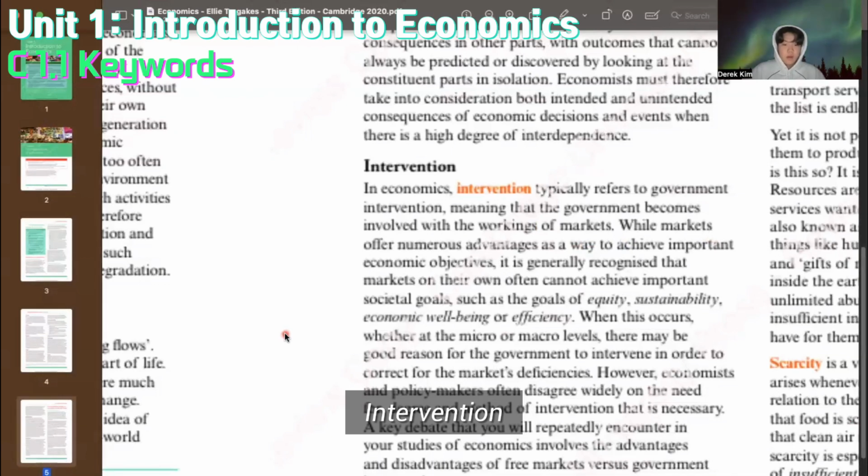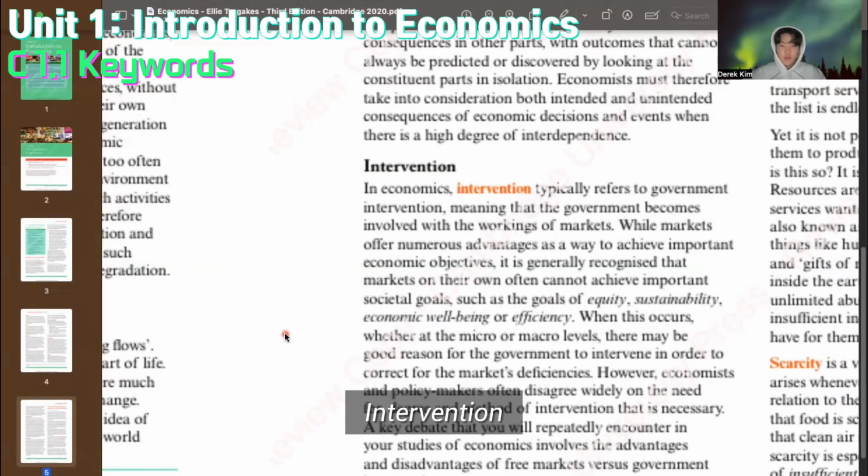However, economists and policymakers often disagree widely on the need for, and degree and method of, intervention that is necessary. We'll cover this later on, but in macroeconomic terms, intervention often appears through the Keynesian and new classical monetarist points of view. They clash, they collide with each other. But we'll learn that later in macroeconomics. I'm sorry for jumping forward.